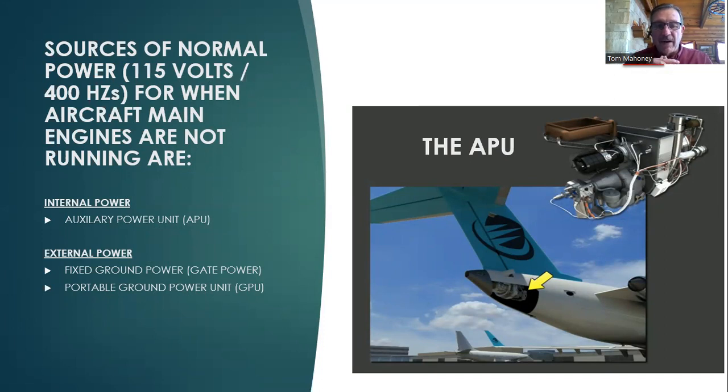Another form of power is portable ground power units. These are referred to as GPUs, ground power unit. And this is nothing more than a portable generator on 4 wheels. They can pull it around with the tug. They can pull it from one airplane to the next. And they can use it in cases where they do not have ground power available, or if they've got an aircraft out on a hard stand on the ramp where there's no gate power available, they can plug the GPU into it and get power that way without having to start the main engines.